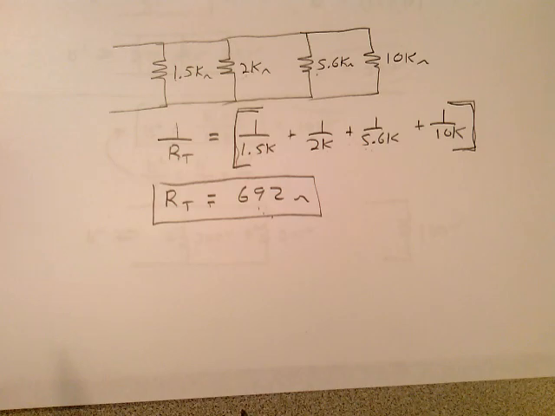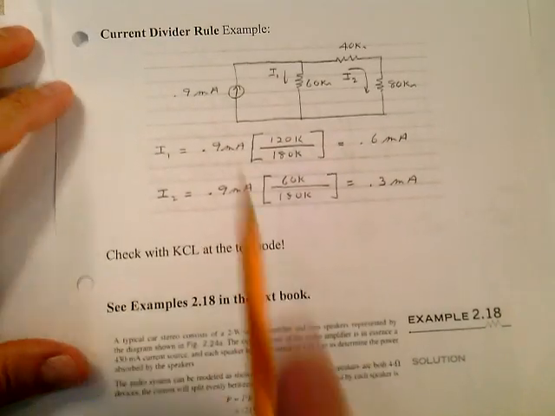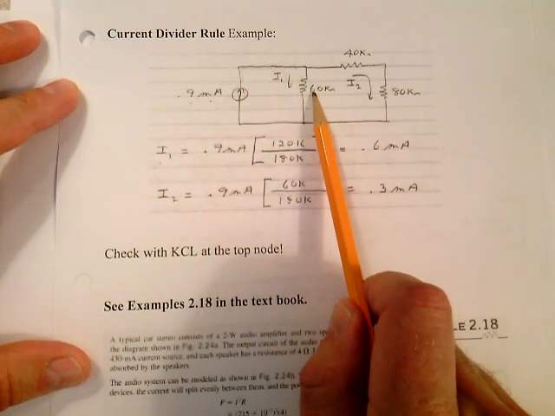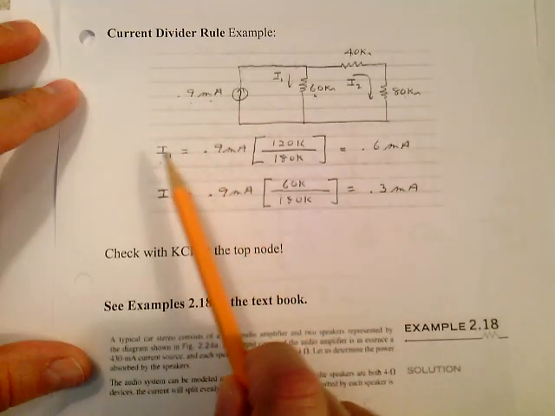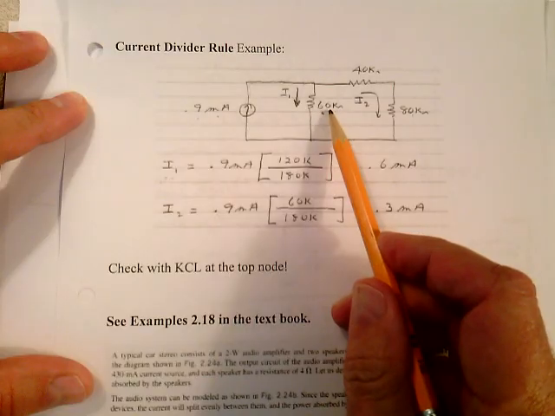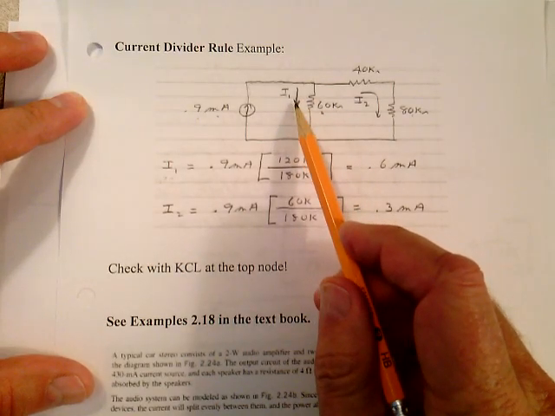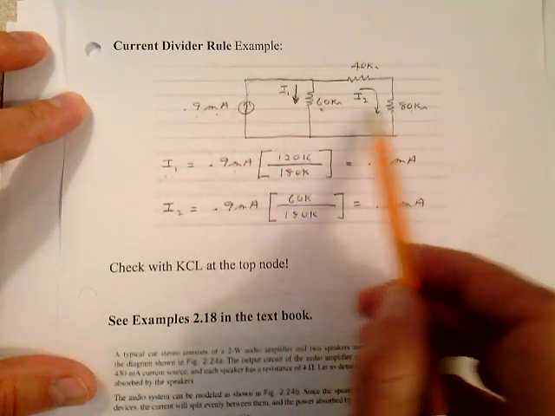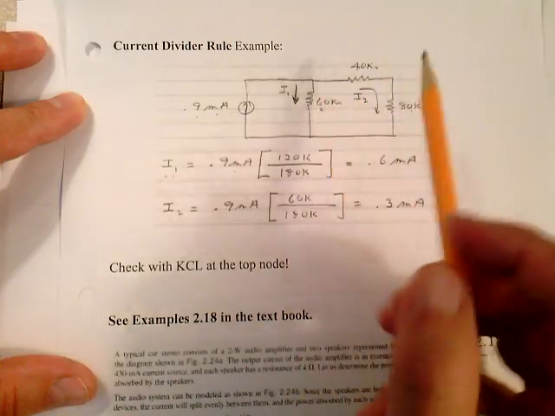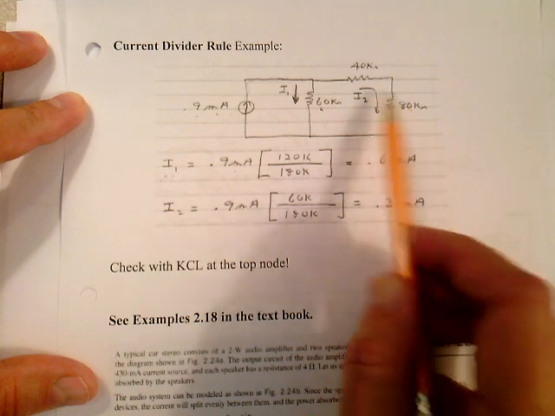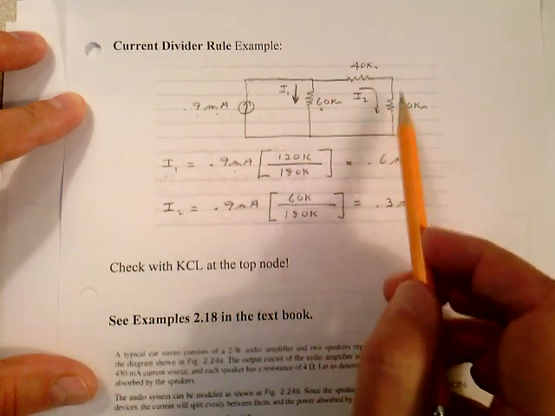Let's do a quick example on page number 31. The current divider rule. You have 0.9 milliamps flowing into the node, and you have a 60 k ohm resistor and an 80 k ohm resistor. I want to know what I1 is. I want to know what the current is flowing down through the 60 k ohm resistor. I called it I1. It's equal to the current coming in times the opposite resistance. Well, the opposite resistance here is an 80. You have 40 up here. It's the opposite resistance branch that's in parallel with it. So it's times 120k divided by the sum of all of these, 180.